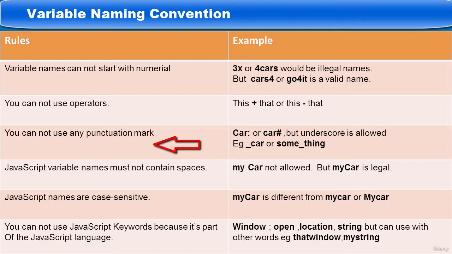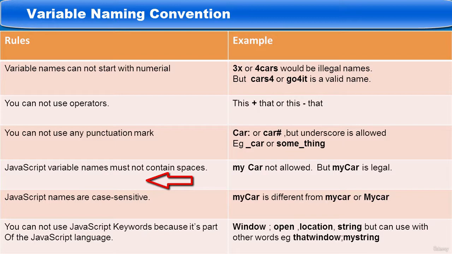the underscore. So you can't call your variable car colon or car hash, but you can use an underscore. Underscore is allowed, so you can give your variable name underscore car, for example, or something underscore something or thing. That is allowed. JavaScript variable names must never contain spaces, never.